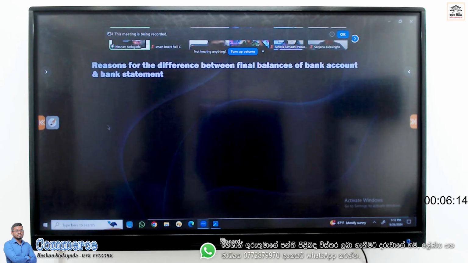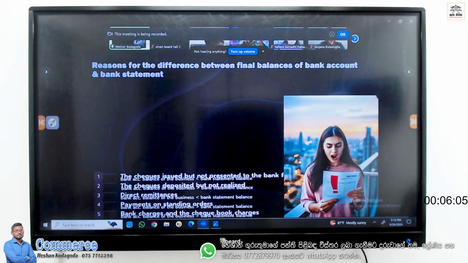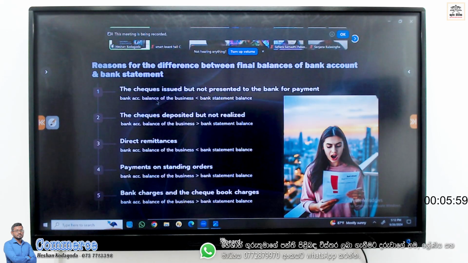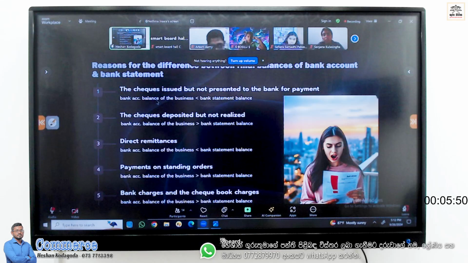Reasons: the checks issued but not presented to the bank for payment. This reason increases the bank statement balance and decreases the bank account balance of the business.